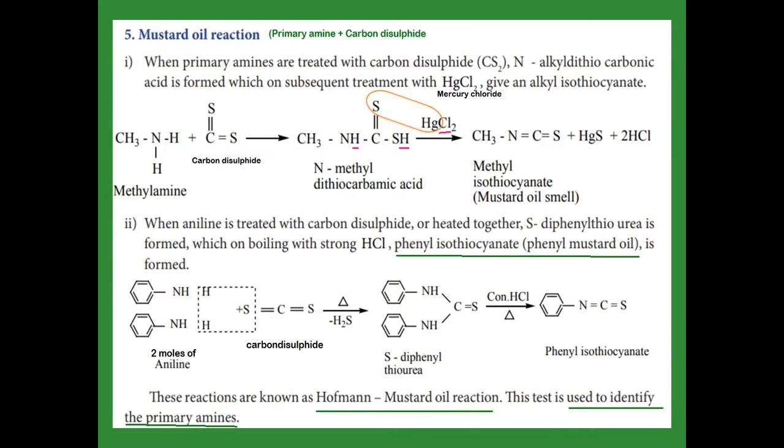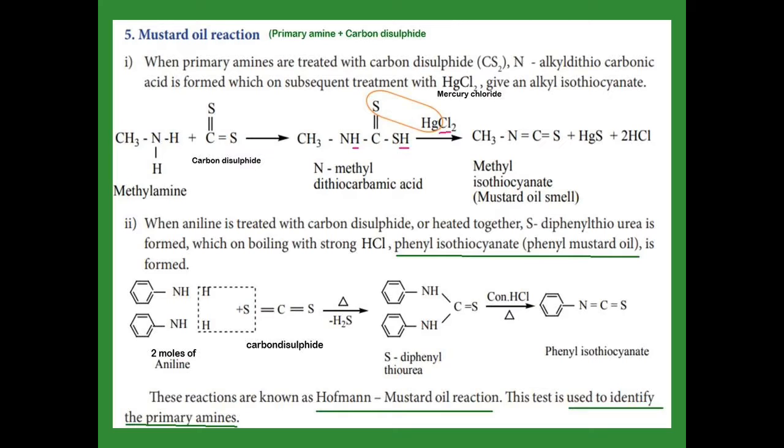Mustard oil reaction. In this reaction, when a primary amine is reacted with carbon disulfide, it gives alkyl isothiocyanate. When the primary amine is an aryl amine, reacted with carbon disulfide, it gives phenyl isothiocyanate. Let's see the first example, methylamine. Methylamine reacted with carbon disulfide gives one product, N-methyl dithiocarbamic acid. It is just the addition of methylamine and carbon disulfide.